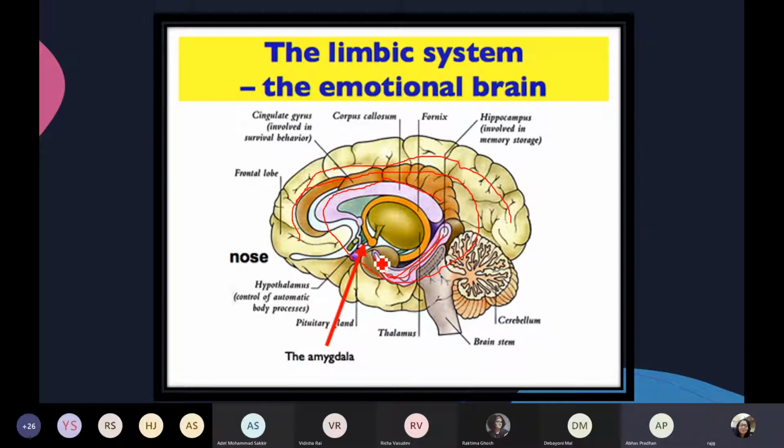The memory storage in the hippocampus happens because the amygdala is so closely nearby. So information is shared with both of these, and that's why each memory has a feeling tone in it.